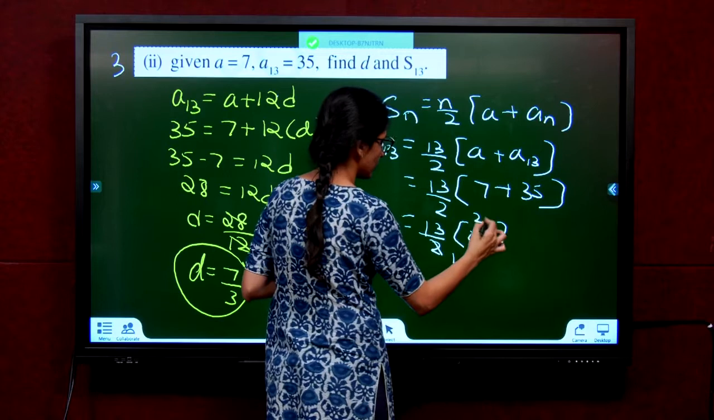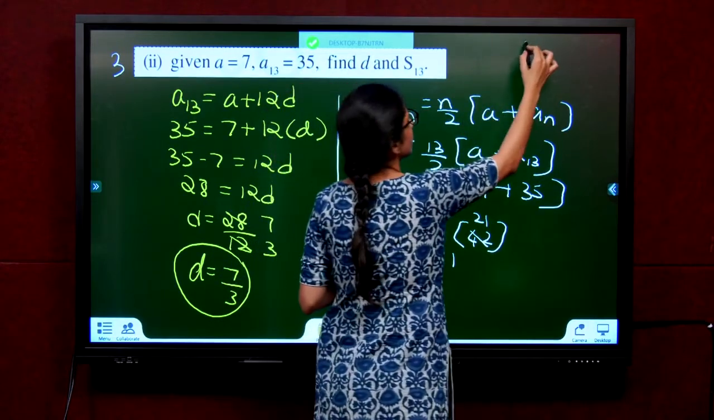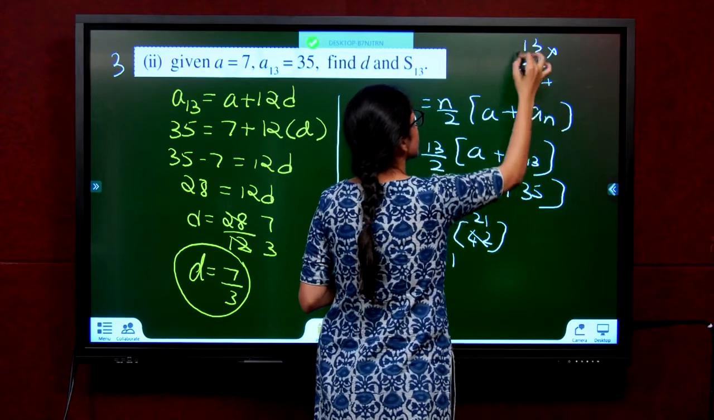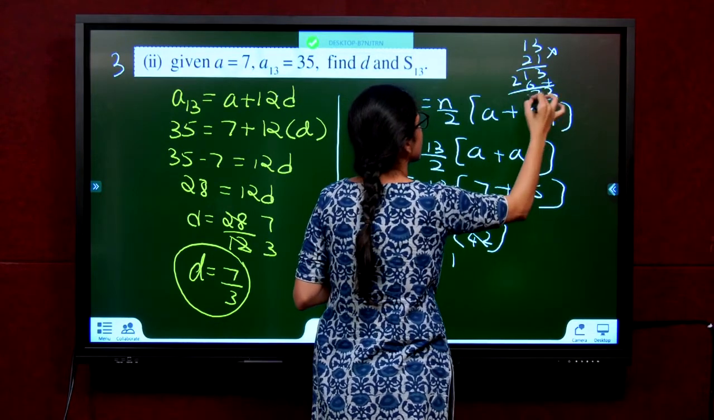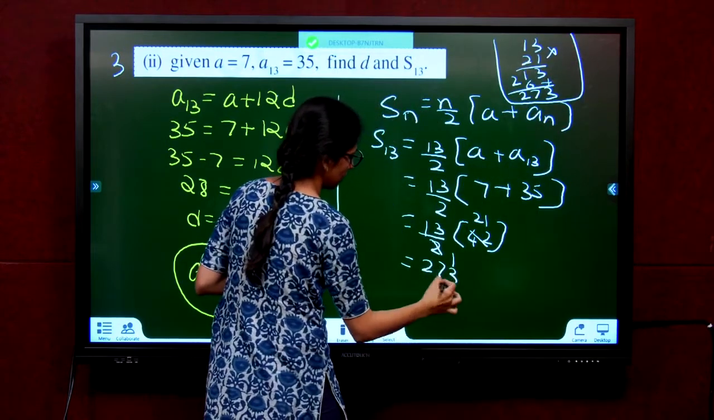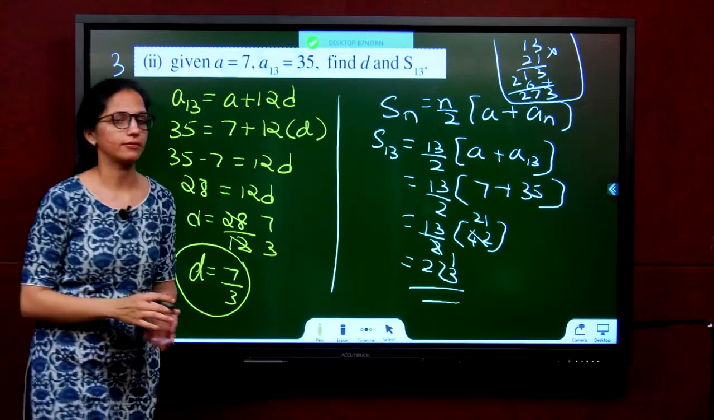2 21s are, 13 into 21. 2 threes are 6, 2 ones are 2. 273, do it in your working column. So that will be your S13.